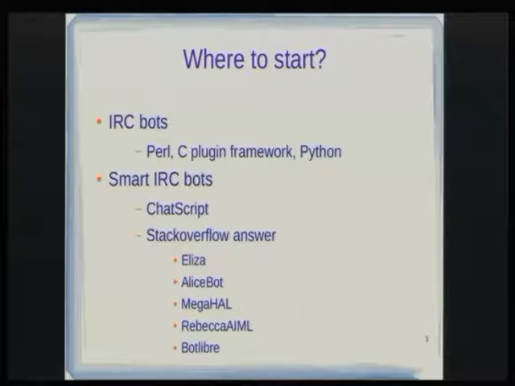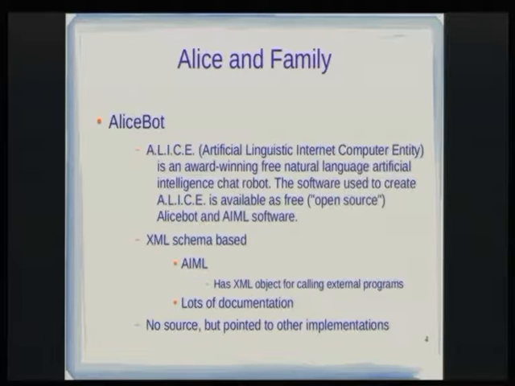I started looking at each one of those, and they all seemed to have different problems. Some of them, you can't find the source code. Some of them don't compile anymore, and some of them started free and became commercial. Out of the whole bunch, though, AliceBot looked the most interesting. It was a winner of the Loebner Prize, where you try to make it look like it's interacting with a human.